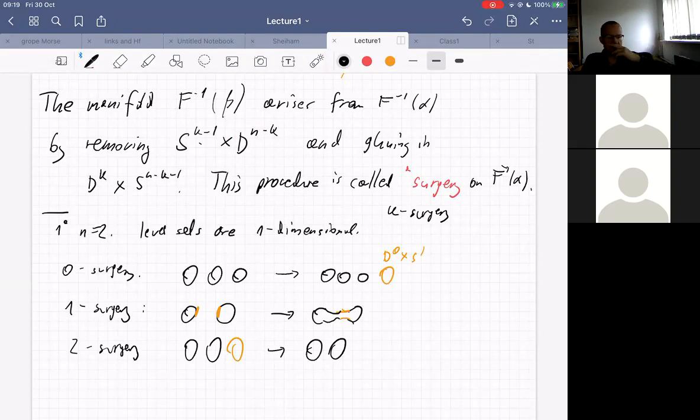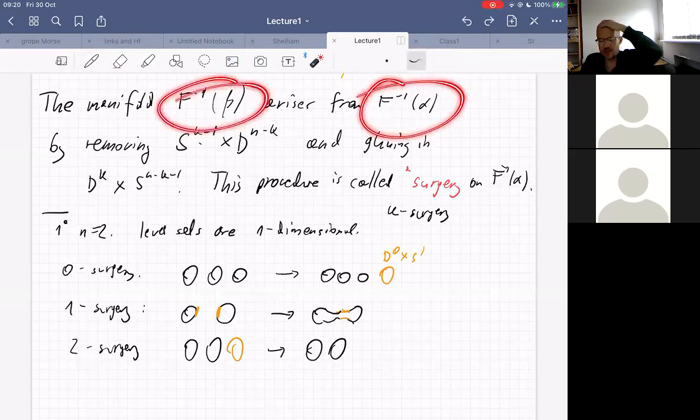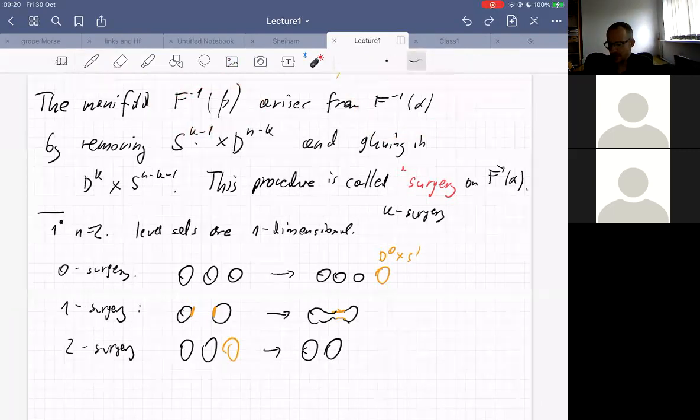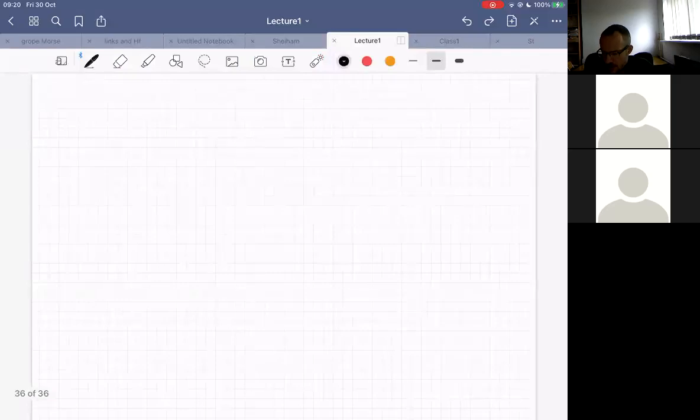And this is somehow understandable, because if you reverse the sign of the function f, you reverse the index of the critical point. So if you replace f by minus f, it will be a Morse function as well. But now you will get f alpha arising from f inverse of beta. So let me see it on an even more concrete picture.